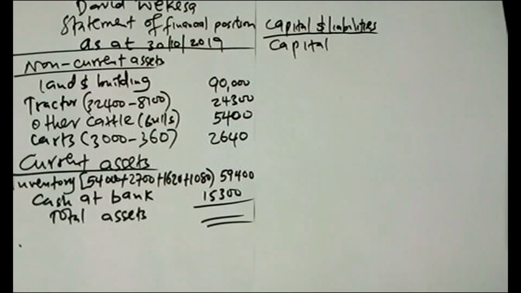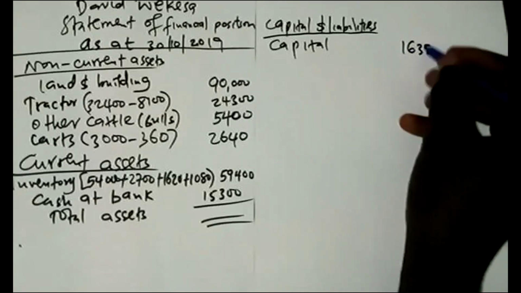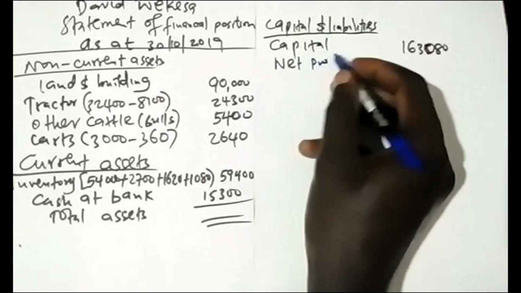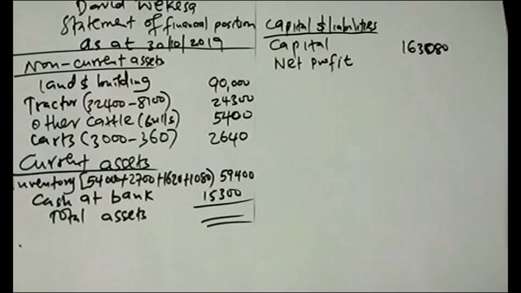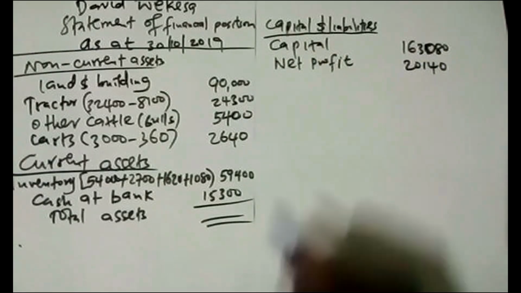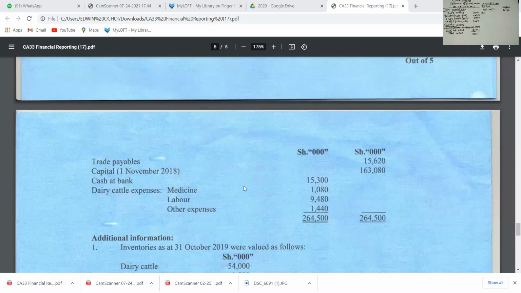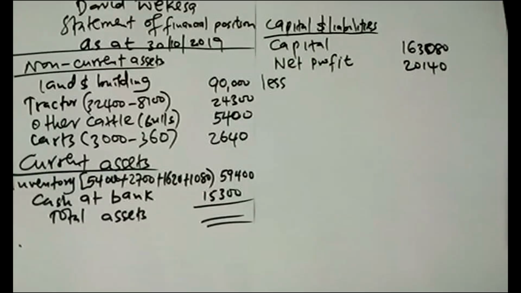Capital is from the trial balance, 163,080. That is 163,080. So after that, you add your net profit, the one we got from the income statement. It was 2140. Let us make it just specific. So capital is this one, 1st November, 163.08. It's correct. So net profit, the one we got from the income statement.